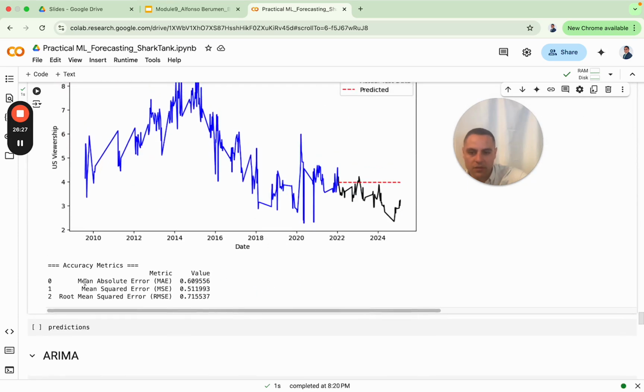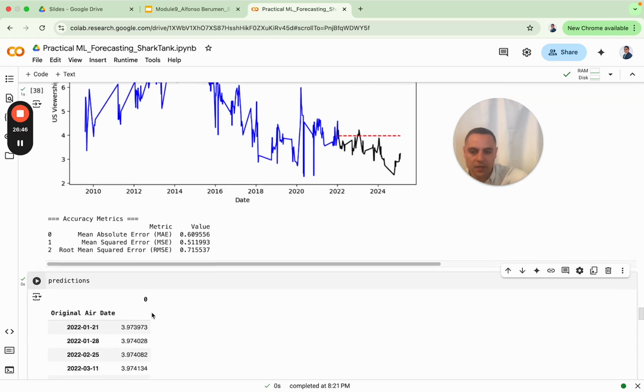What you can see here is that the accuracy metrics are going to be similar: mean absolute error, mean squared error, and then root mean squared error. We can compare that if we have a model to compare it to, but that's going to be based on that test period.